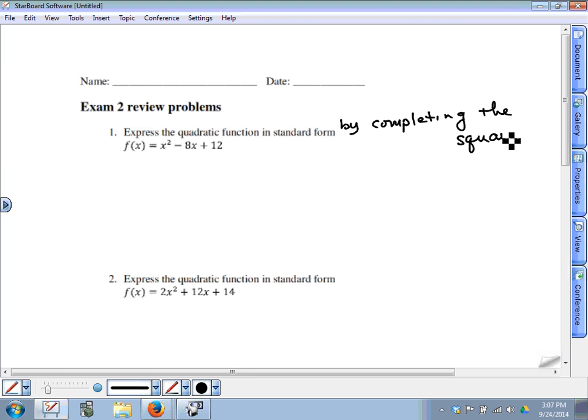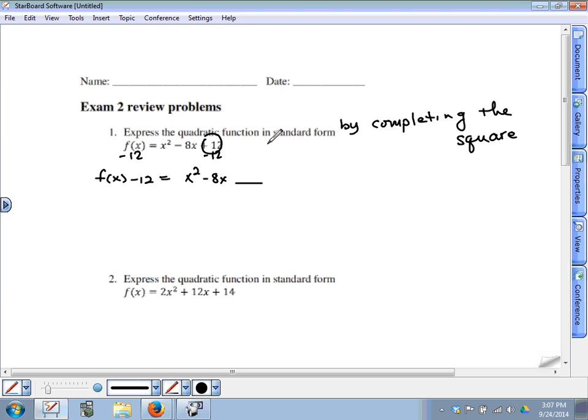Same thing on question 2, by completing the square. So the way it was introduced, at least the way I introduced it in class, if you were there, is to take this constant, move it to the other side. So I'm going to subtract 12. F of x minus 12 equals x squared minus 8x. Now there used to be a 12 there. We've got to fill in that blank spot with a perfect square.